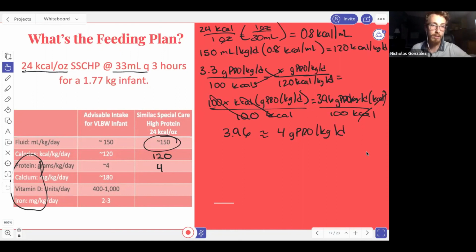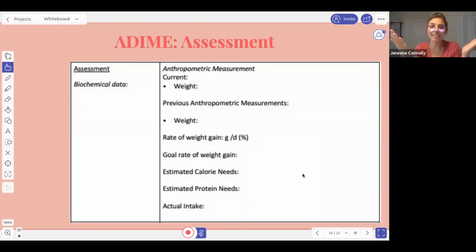Now, for the other, calcium, vitamin D, iron, it's the same method. We've talked about this in the previous module, and we've worked through a ton of these before. So I'm just going to write them in here. Please work them out on your own to make sure you're getting the right answer. And of course, as always, if you have any questions, feel free to email Dr. Abel, or again, refer to our previous modules. Okay, so let's get into our ADIME.